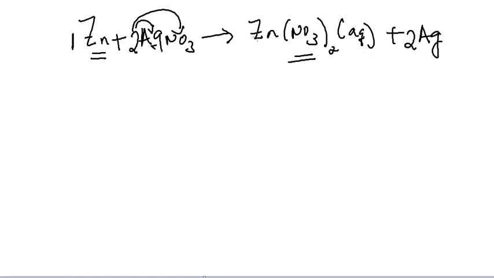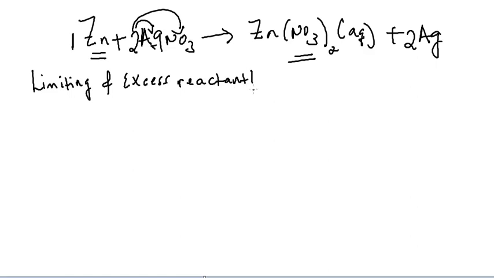nitrate. Okay, so like I say, our goal is to determine the limiting and excess reactant. Why do we need to know limiting and excess reactants? The reason we need to know the limiting or excess reactant is that it will help us identify the amount of products that we will obtain once zinc has reacted with silver nitrate.